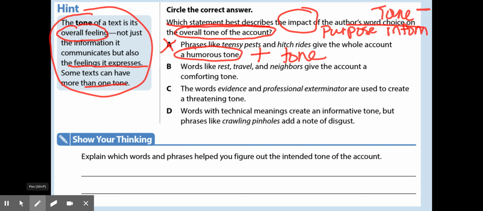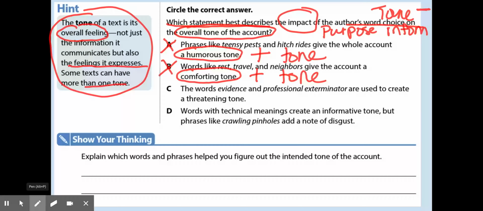B says words like rest, travel, and neighbors give the account a comforting tone. Ooh, comforting. I like it when something is comforting me. It makes me feel at peace. And if I'm at peace, that's also positive. So that is a positive tone. And that cannot be my answer because we said the overall tone was negative.